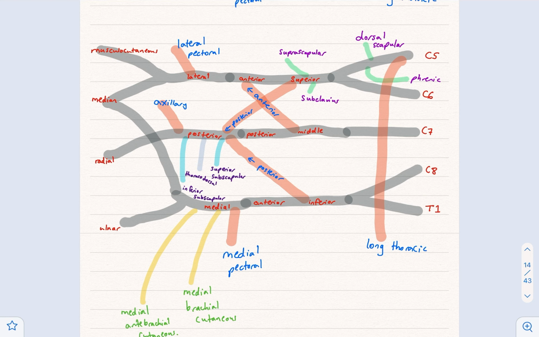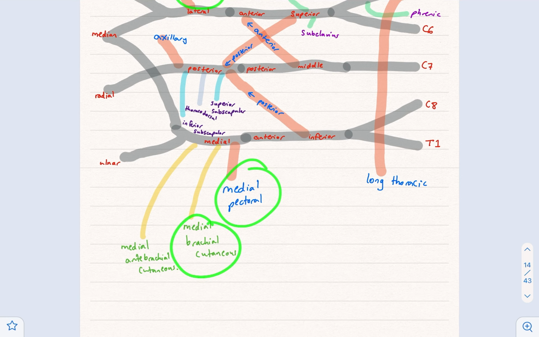I know that, long thoracic, it does this for this muscle. Oh, it travels around here. Superior subscapular does this. Axillary does this. Lateral pectoral does this. Medial pectoral. And start noticing patterns. So like lateral pectoral is on the lateral side. Medial pectoral is on the medial side. Medial brachial cutaneous versus medial antebrachial cutaneous. Antebrachial just means forearm. So it's just further down. Brachial just means higher up. So like where the arm is.